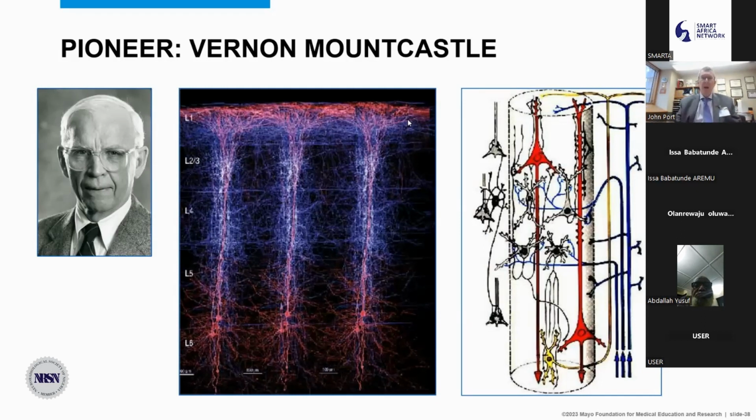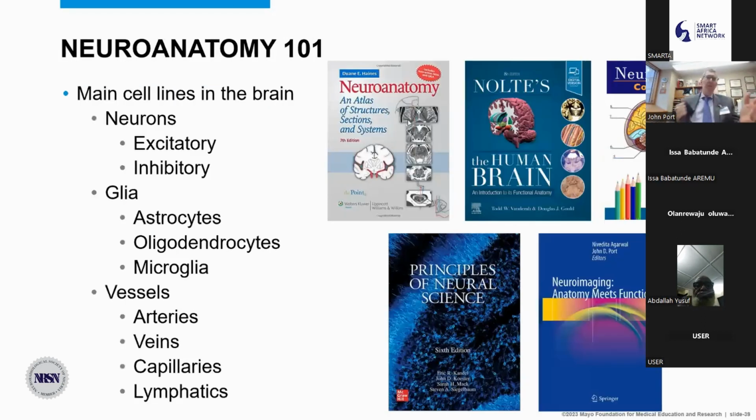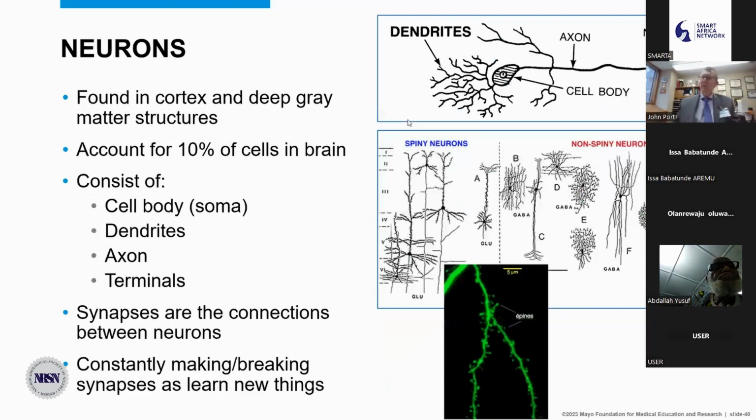Okay. So that is a basic review of the neuroanatomy and the history of it, how we got to be where we are today. So we've talked about neurons and glia and a little bit about vessels. The top 3 books there are ones that I used during my medical school training. If you want to really get into the cells, The Principles of Neuroscience is a great book. And if you want to learn about brain functions at sort of a global level, that neuroimaging book can be helpful.